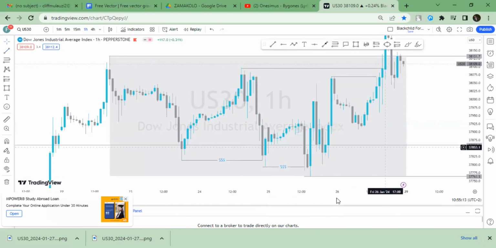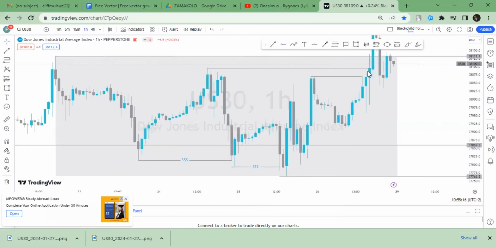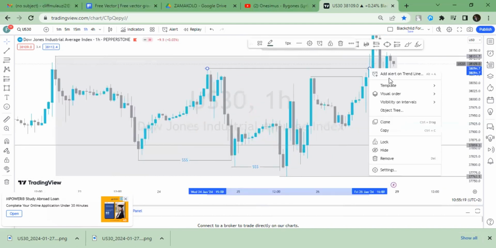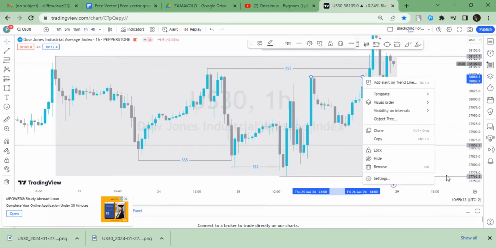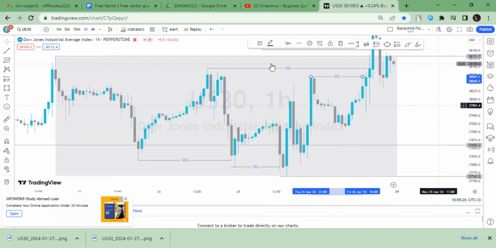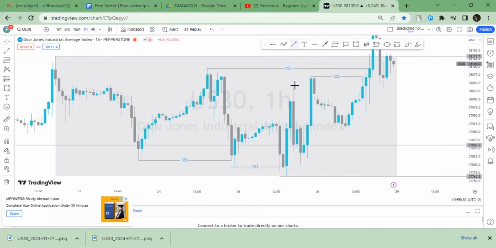And yeah, so I'll actually explain to you why I'm marking these levels, because these are areas that I'm looking forward to use. These are places of liquidity where price is likely to tap in to take people out, and another area is this thing.